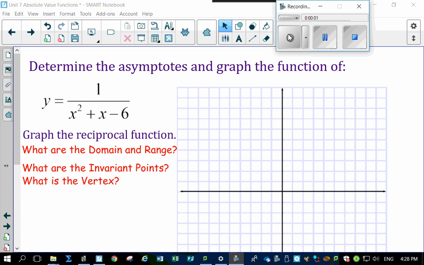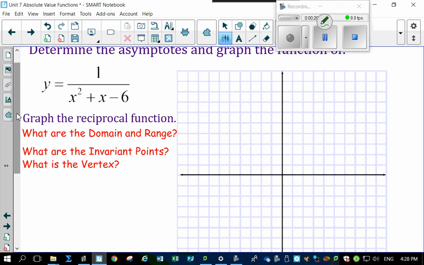Right, I'm going to break this podcast into two parts. One of the reasons why is because this is such an intense equation. It's wonderful because it brings together everything you've learned in Unit 3, Unit 4, Unit 6, and now Unit 7. Oh my goodness, take a look at this. Holy moly, we got 1 over x squared plus x minus 6.